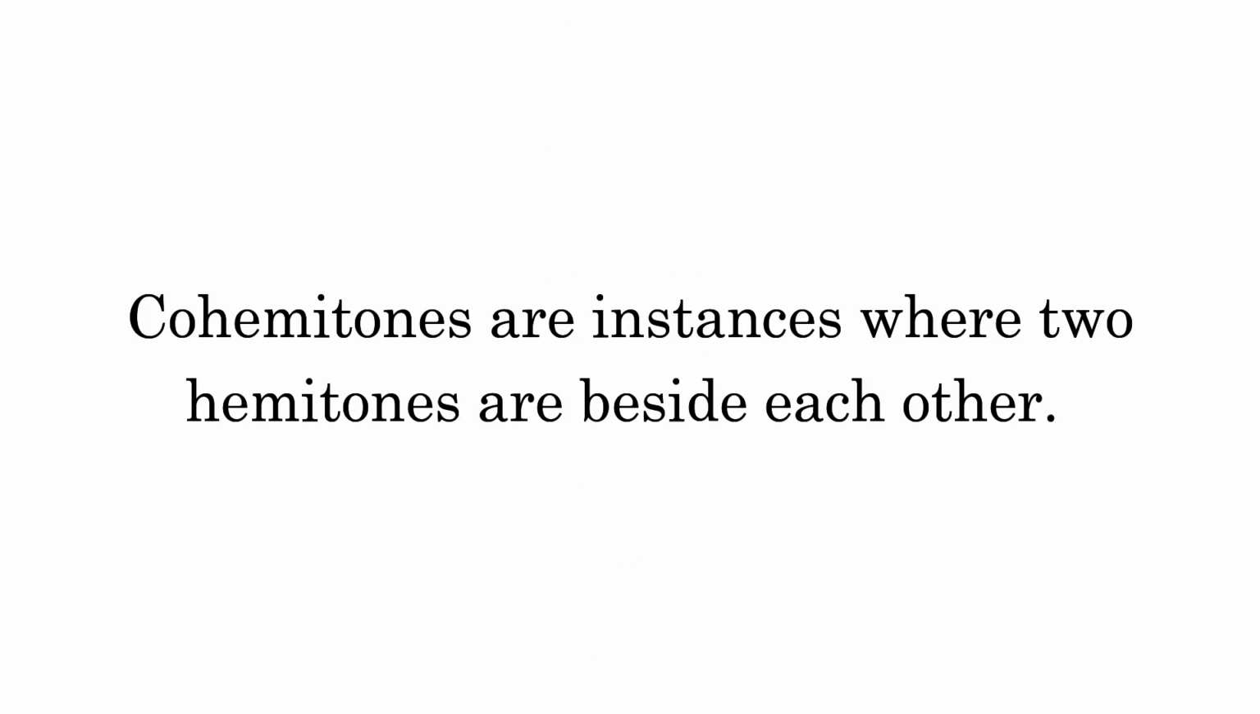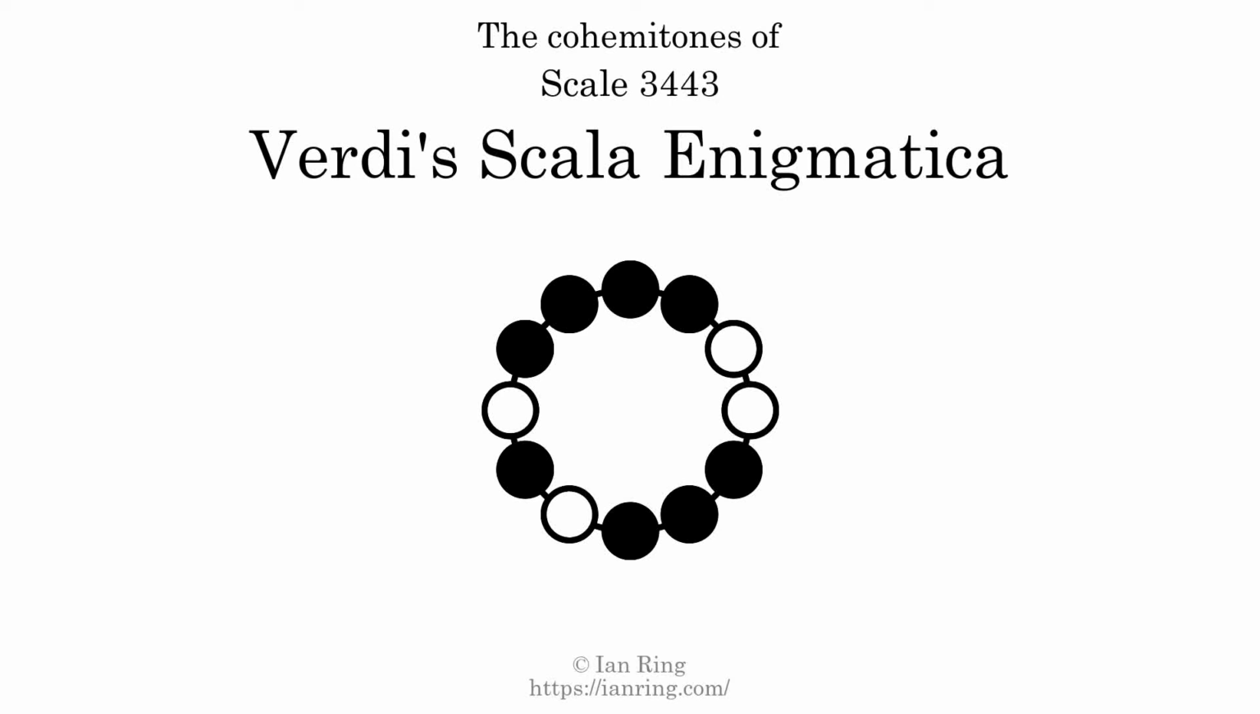Cohemitones are instances where 2 hemitones are beside each other. This scale has 3 cohemitones. They are at positions here, here, and here.